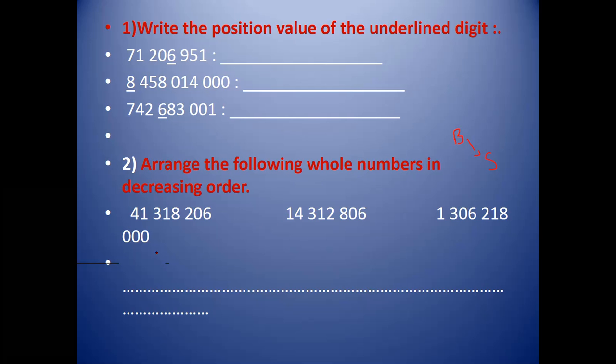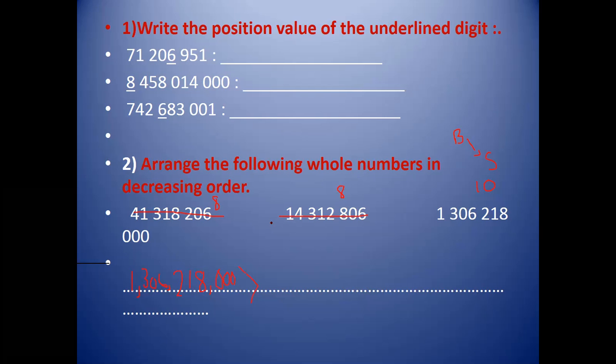In order to compare these 3 numbers, first step, I will count the digits. How many digits do we have in the first number? 1, 2, 3, 4, 5, 6, 7, 8 digits. How many digits do we have here? 8 digits. And here, 1, 2, 3, 4, 5, 6, 7, 8, 9, 10. 3 zeros, so 10 digits. So which one is the biggest, 10 or 8? The number that's composed of 10 digits. So I will start first with 1 billion, 306,218,000 is the biggest number.